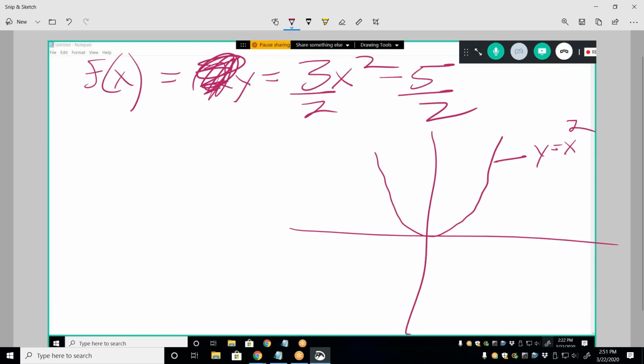That's a shrink? Stretch. When you're talking vertical stretches, remember that numbers greater than 1 are stretches. They're not shrinks. Numbers between 0 and 1 are shrinks. So a stretch would make it look like this, right? Make it skinnier. Now what's the minus 5/2 do?